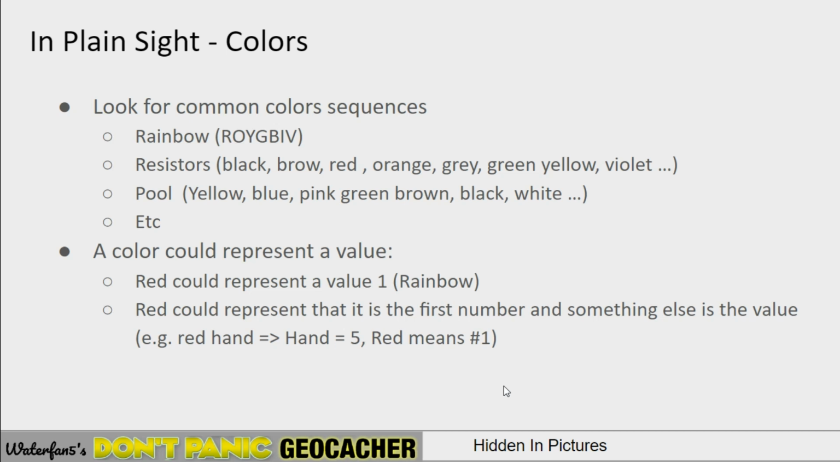For example, if you see a red hand, the hand might represent 5 as the fingers, and red might mean this is the first number, the number is 5. But it could also be the other way around. 5 is the sequence, and red means the value, it's number 1. So colors create an extra dimension, and it's good to take that into account. And again, let's take a look at some examples.